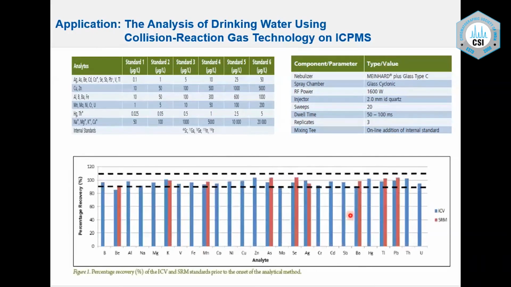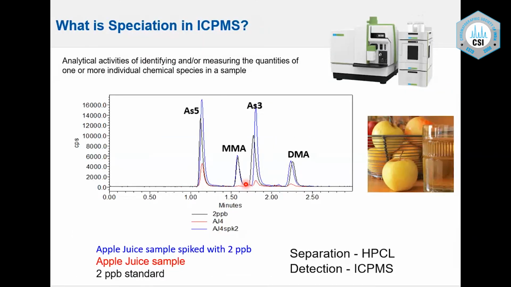This is the recovery test done for method validation. So it was spiked with some standard, and you can see the recoveries are almost near 100. In ICP-MS, I'm not going into detail with this.